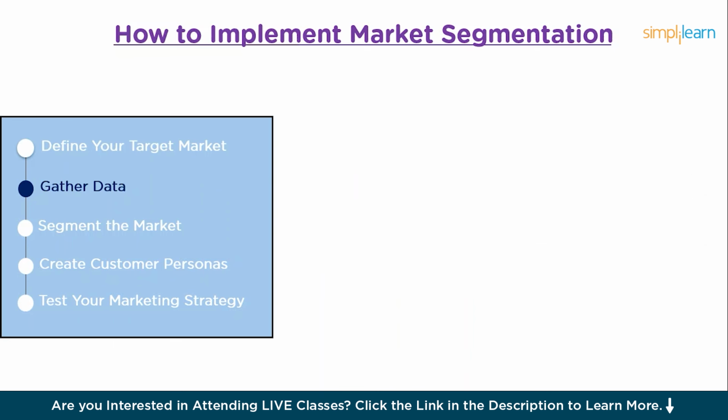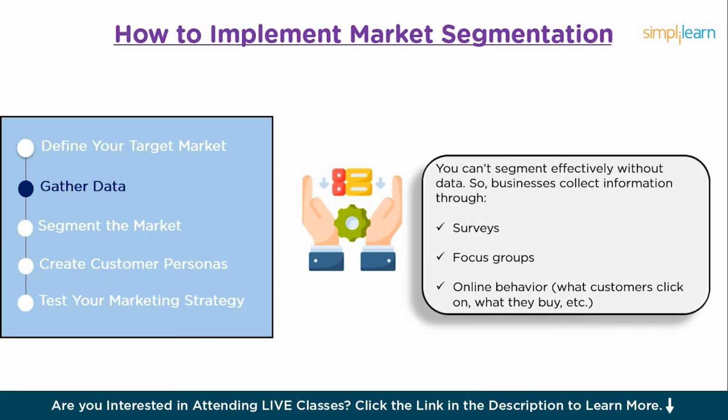The second step is gathering data. You can't segment effectively without data. So businesses collect information through surveys, focus groups, and online behavior. That is what customers click on and what they buy. So basically, they track website clicks, purchase history, and browsing patterns. In focus groups, they gather small groups to discuss products and get detailed feedback. Through surveys, they ask customers directly about their preferences, income, and lifestyle.